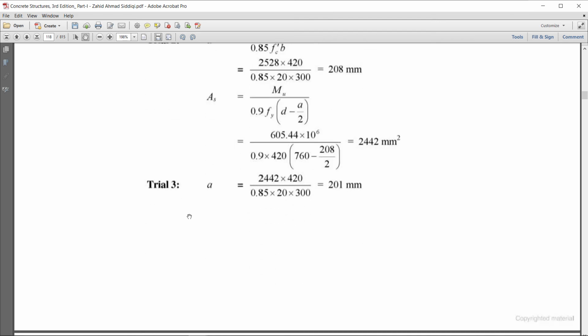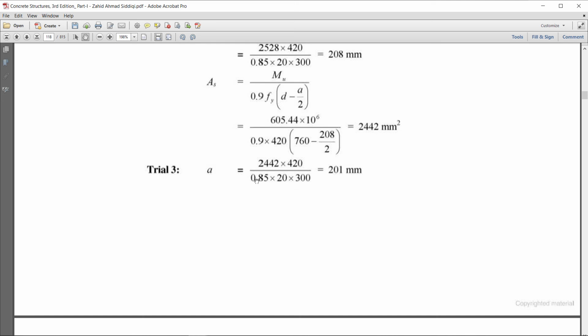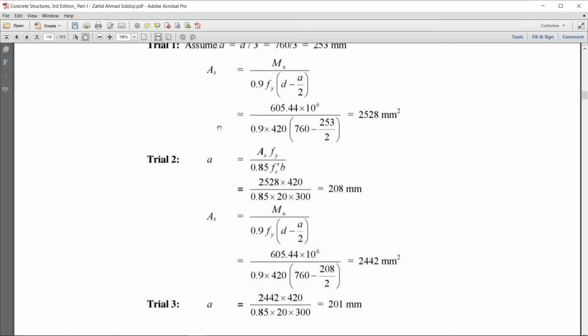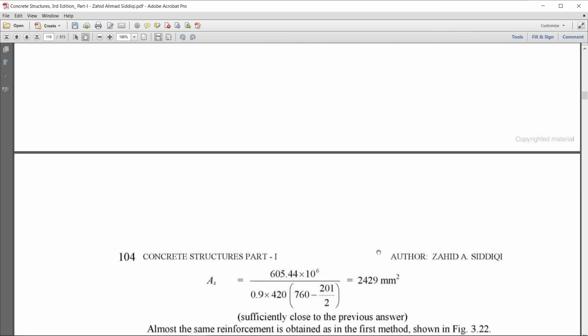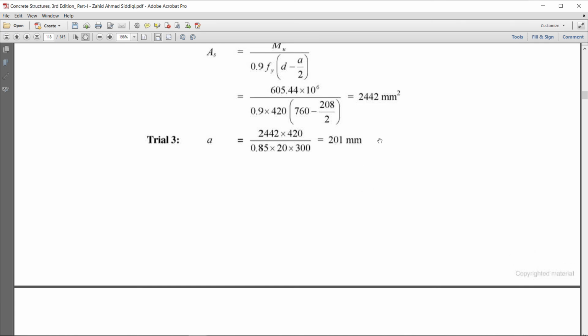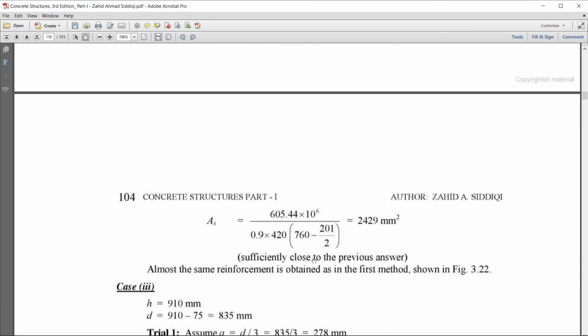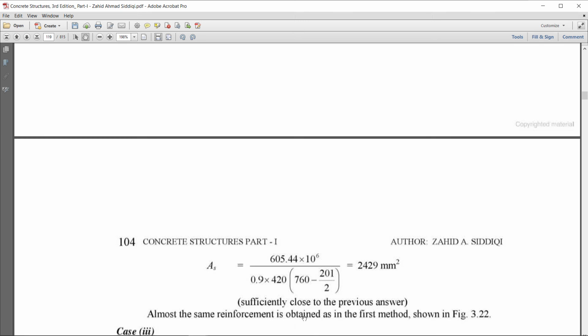Then again you will calculate the a value. The new value of a is 201 millimeter. The new value will come from the previous area of steel. Then again you will put the a value in the previous equation of area of steel. Now you can see 2429 and 2442 are nearly equal, sufficiently close to the previous answer. So you can select 2429 millimeter square. So almost the same reinforcement is obtained as in the first method shown in figure 3.22. So these are all four methods.